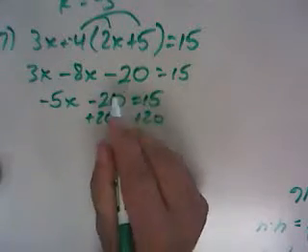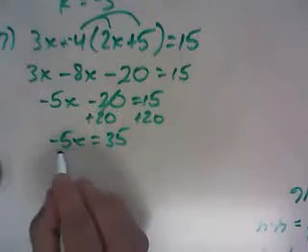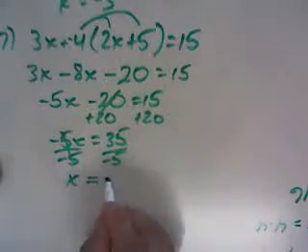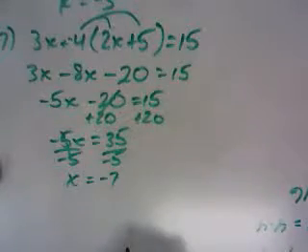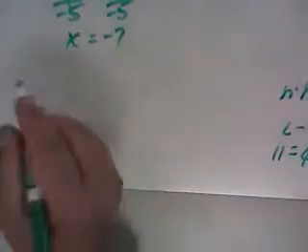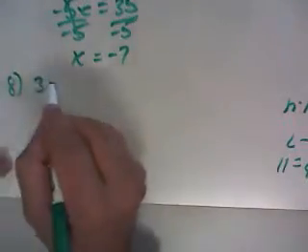I can add 20 to both sides. So negative 5x will equal 35. If I divide by negative 5, then x is equal to negative 7. All right. I think I have enough room here to also do number 8 here. Let's take a look at number 8 real quick.